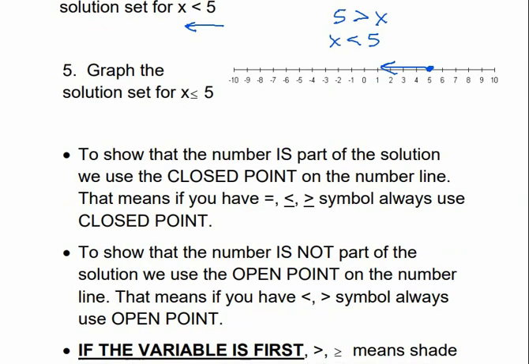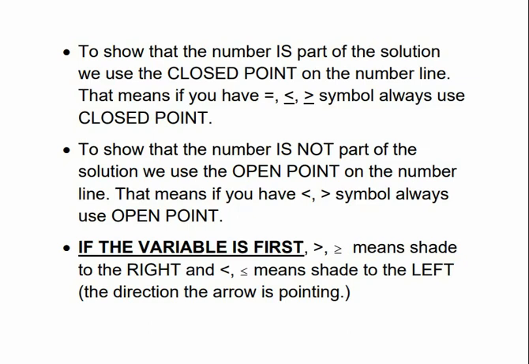So to show that a number is part of the solution, we use a closed point on the number line. So if we see an equal to or one of these lines under the inequality symbol, that means that it's equal to. That's when we use a closed point. If it's not part of the solution, if we just have less than or just greater than with no line underneath it, then we use an open point on the number.